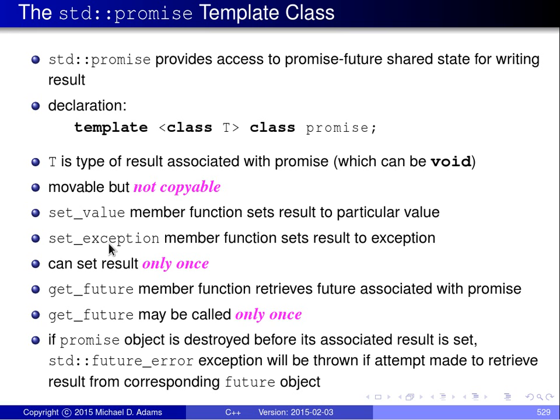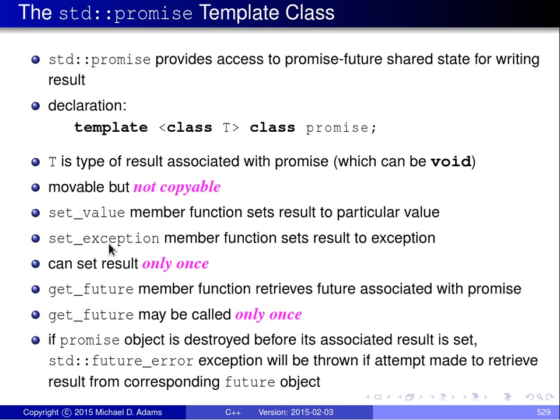And instead of writing data, what this does is it stores an exception into the promise object. And then when the result is read out of the corresponding future object, the exception will be rethrown in the thread that's trying to retrieve the result from the corresponding future object.